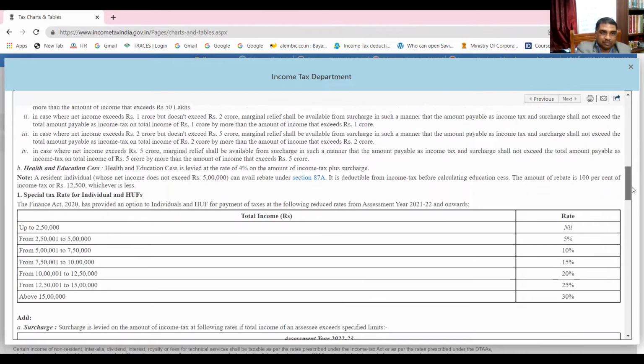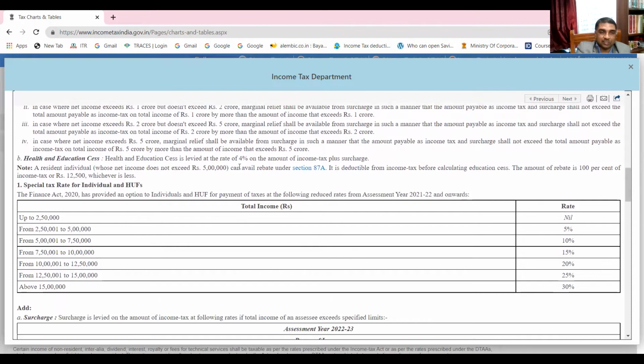Now, what is health and education cess? Health and education cess is levied at the rate of 4% on the amount of income tax plus surcharge. So first you calculate income tax. On that, calculate if surcharge is applicable. Then find out the income tax plus surcharge, and on that, 4% will be levied as health and education cess.